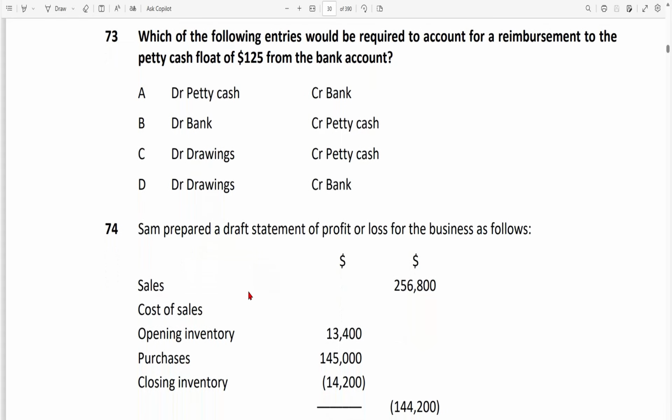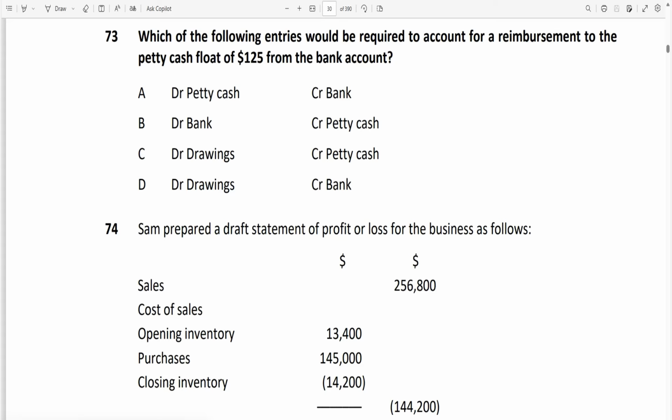Next question. Which of the following entries would be required to account for reimbursement of a petty cash float of 125 from the bank account? See, as we are taking the amount from the bank account, the bank account will reduce, and bank account reducing means it will be on the credit side, right? So option A or D might be correct, and B and C have been eliminated, right? Now whether it will be A or D, let's evaluate further.